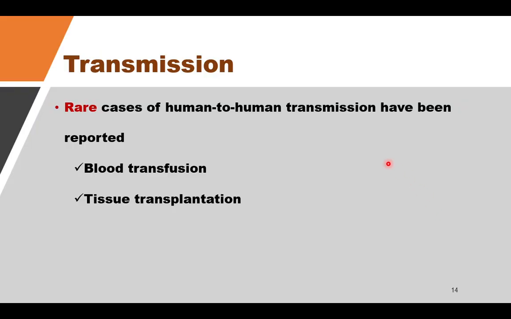There are rare instances in which you can have human-to-human transmission. You know, we said it's zoonotic, so it should have been animal to humans. But there are instances in which you have human-to-human transmission. Maybe when you have a blood transfusion, particularly on screened blood, and in situations where you have tissue transplantation. So when we talk of infections in transplant recipients, Brucella should be on your list.